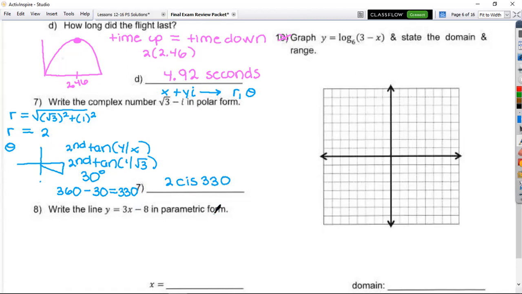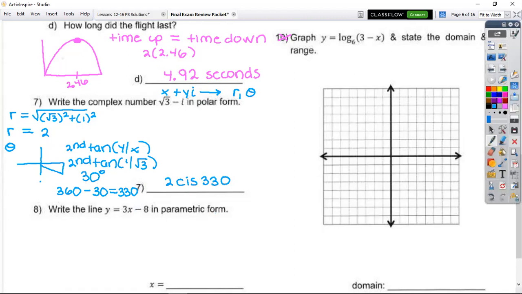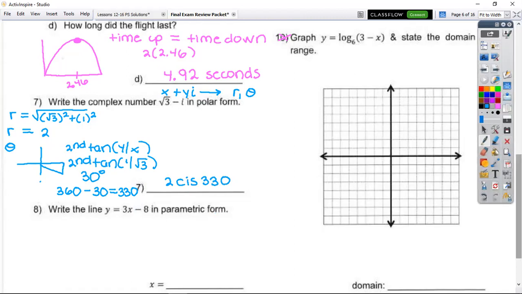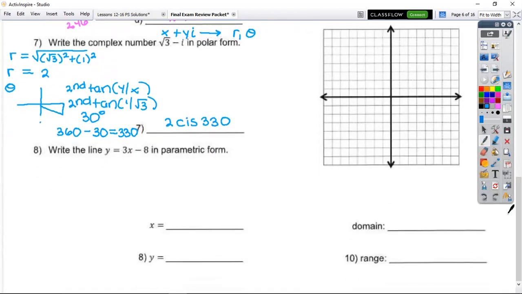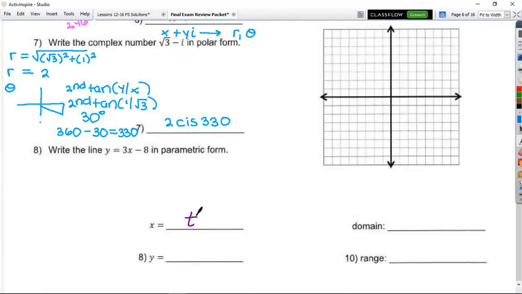Okay. How's 7? Is that okay? All right, so over to 8. 8 is really, really quick. When you are in parametric, all you need to remember is that x is equal to t. Therefore, y is equal to 3t minus 8. That's it. I wouldn't show any work on that. Okay. How are all of those, okay?